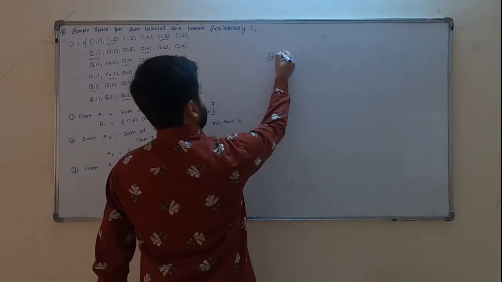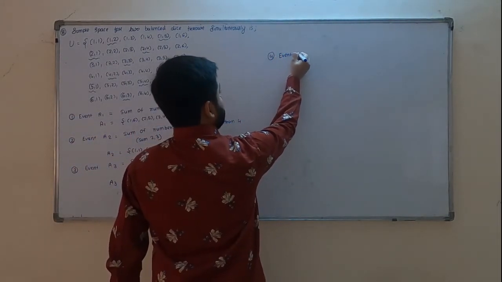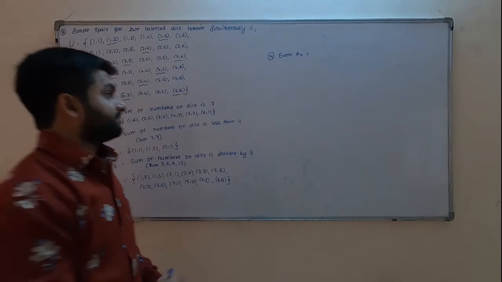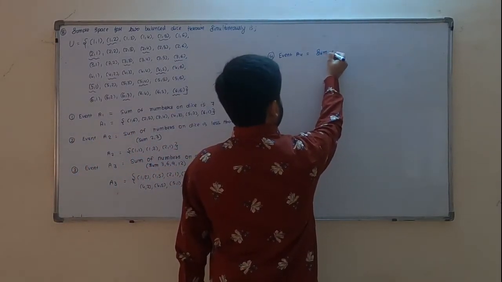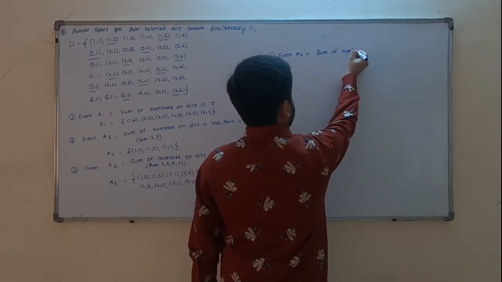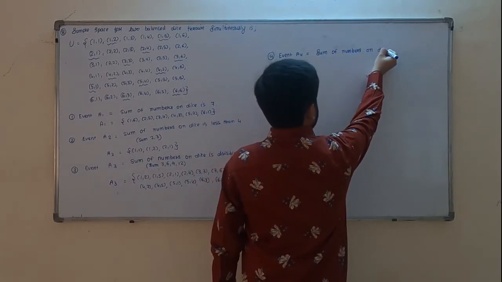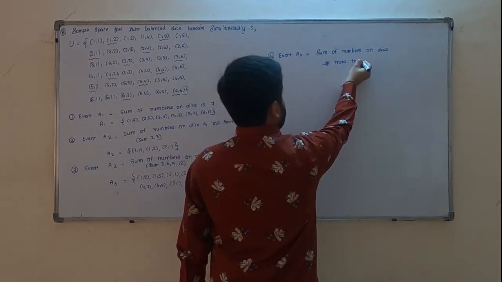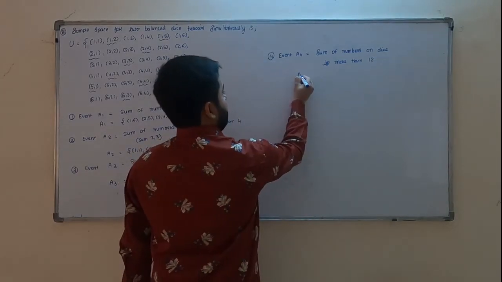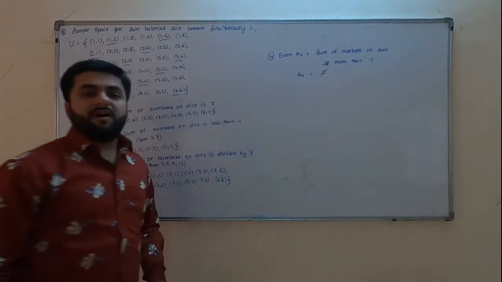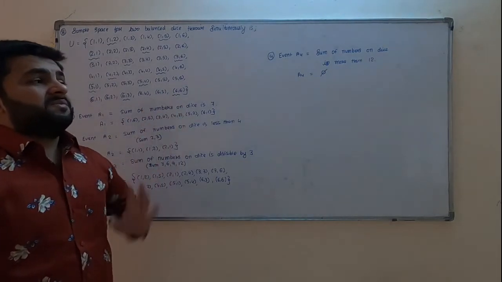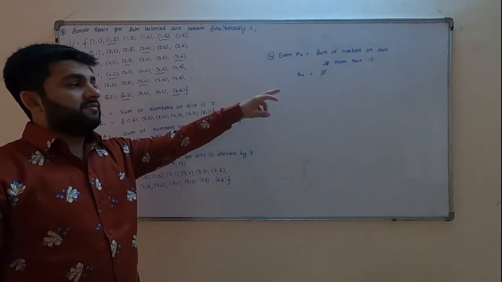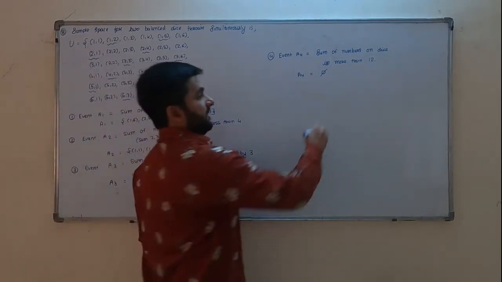Now number 4, event A4: sum of numbers on dice is more than 12. Now for that we will write a null set. Why a null set? Because the maximum sum is 12, so the sum cannot be more than 12. So there are no elements where the sum is more than 12. So A4 has a phi set, or you can show it as a null set.